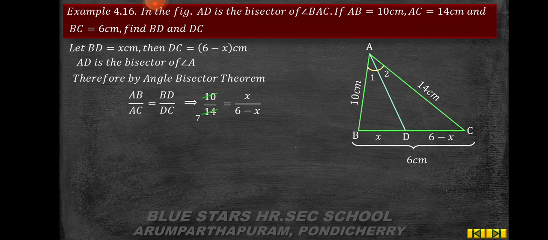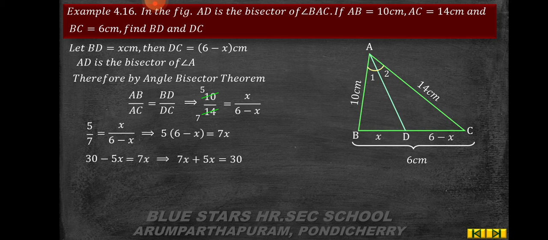So 10 by 14 gets cancelled, you get 5 by 7. So 5 by 7 is equal to x by 6 minus x, which implies 5 into 6 minus x is equal to 7x. So 30 minus 5x is equal to 7x, which implies 7x plus 5x is equal to 30. 12x is equal to 30. So x is equal to 30 by 12.